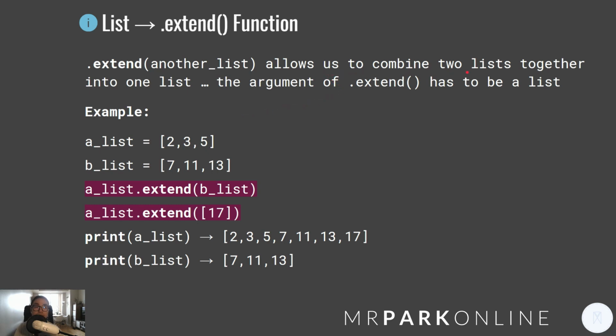It allows us to combine two lists together. Okay, so the argument here will be another list. So I have an a list of 2, 3, 5 and a b list of 7, 11, 13. I can say a list extend b list. Okay, so I'm going to extend this a list with this argument b list. And I'm also going to extend it with a single value, using square brackets, because the argument of extend has to be a list. So if I print a list, it's 2, 3, 5, 7, 11, 13, 17, because I've extended it with the b list, and I've added 17 at the end as well by extending it. And print b list gives me 7, 11, and 13, because we haven't modified b list.